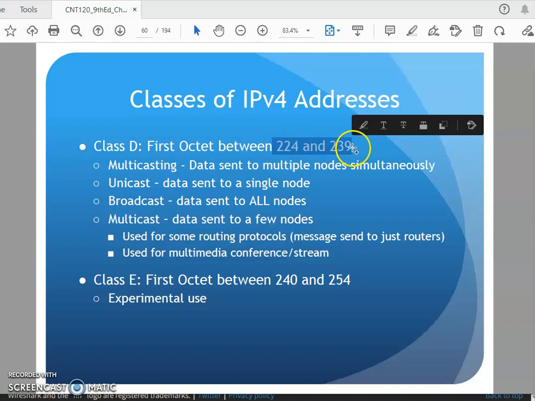And if I see a number in the first octet in the range of 224 to 239, I know this is a multicast, and I would need to treat it as such. Class E was set aside for research, experimental research use. These never got assigned to anything, so just recognize that anything above my 239 was set aside for research use.